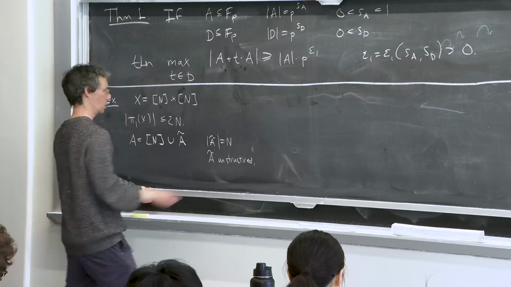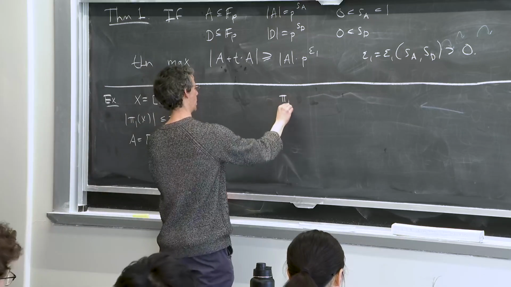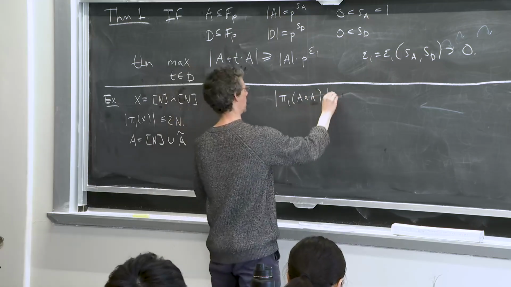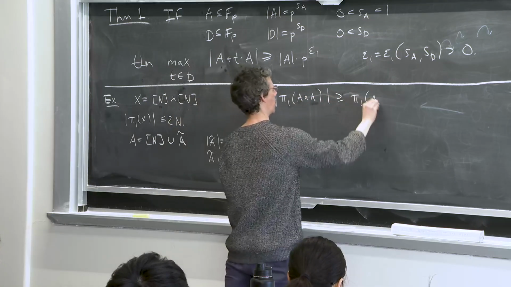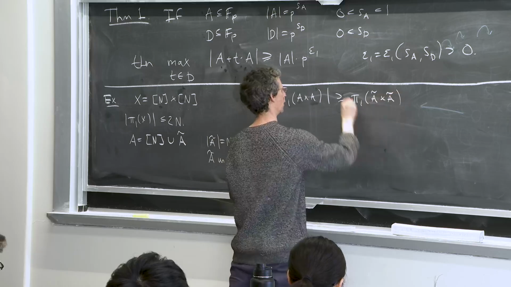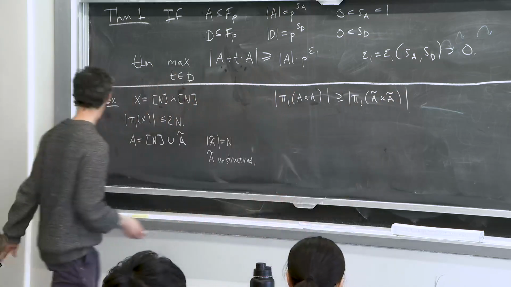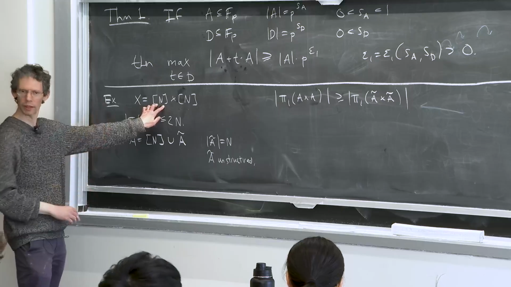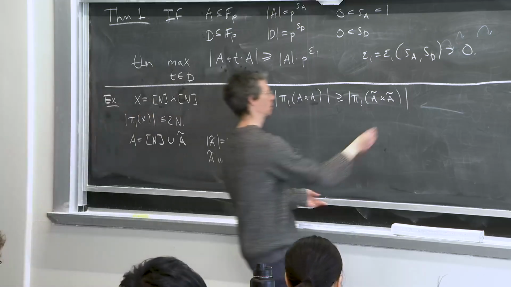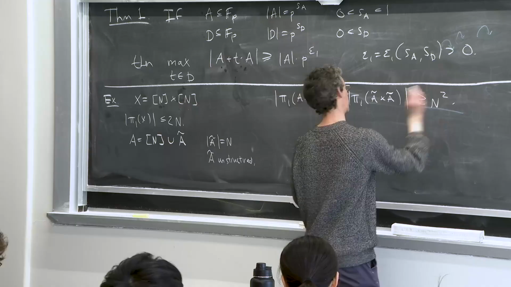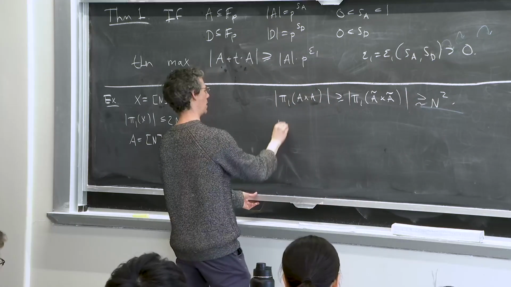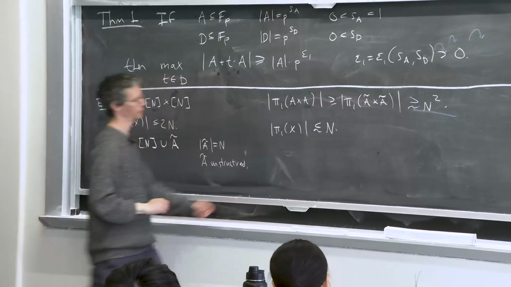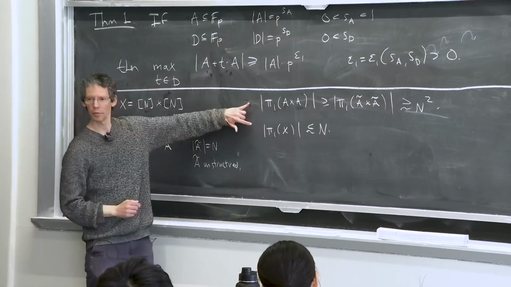OK. So now, if I take pi 1 of A cross A, it's at least as big as pi 1 of A tilde cross A tilde. And A tilde has nothing to do with the numbers from 1 up to n. I could build some set where that's big. But pi 1 of x is only around n. So there could be a big gap between these guys.